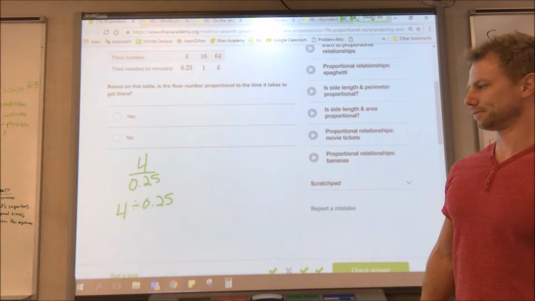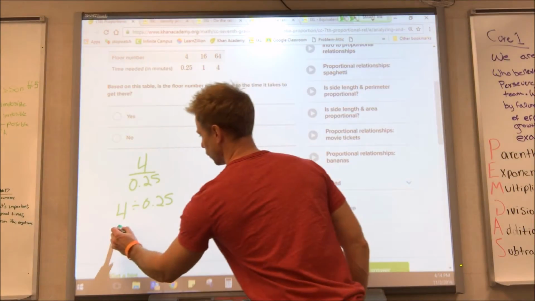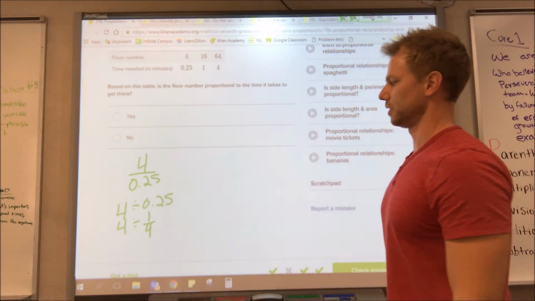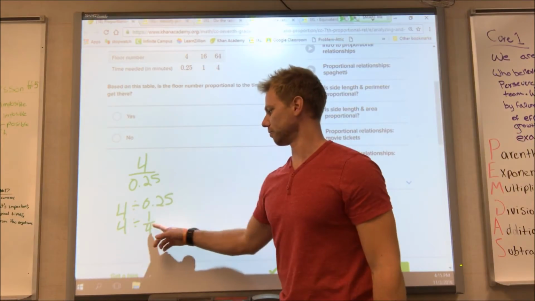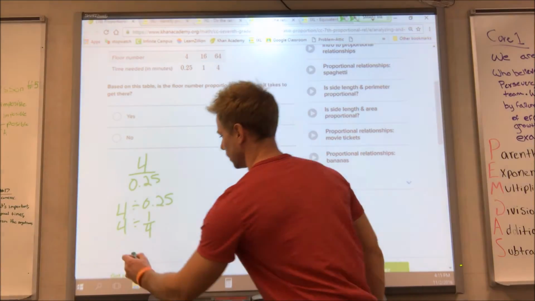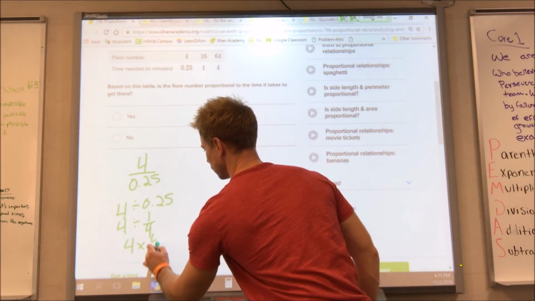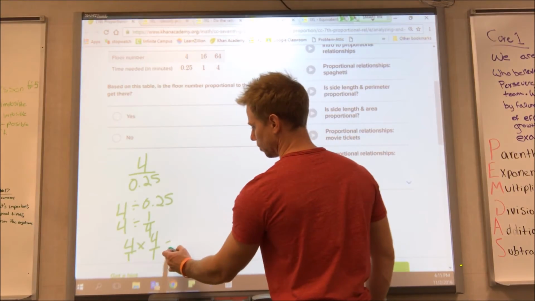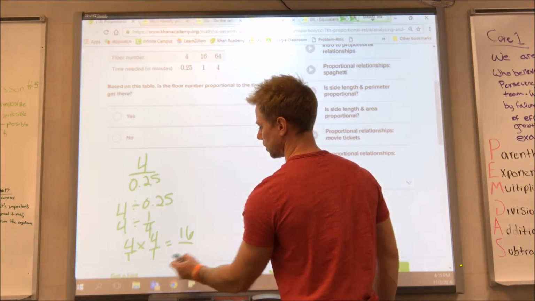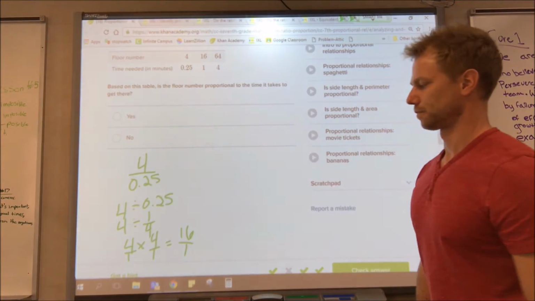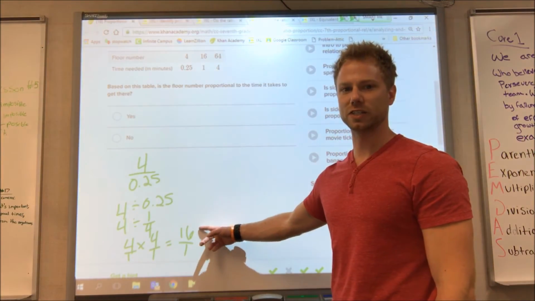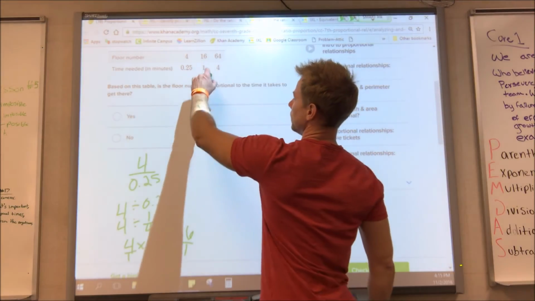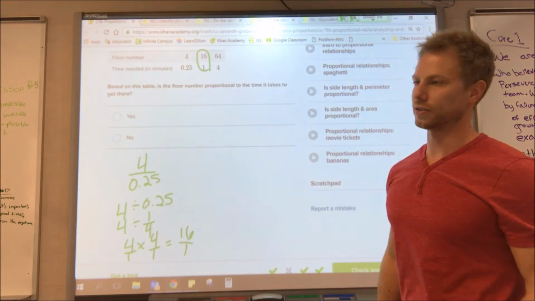So we can change that to a fraction so we can divide a little nicer. 0.25 is 1/4. Now we don't divide fractions, so we have to KFC. Becomes 4 times 4 over 1, which the first one is over 1 also. 4 times 4 is 16, 1 times 1 is 1. Okay, so it simplifies to 16 over 1. The second one we can see is already 16 over 1, so that's nice.